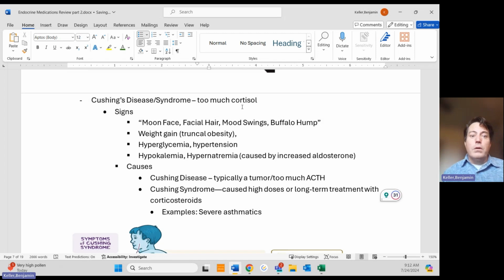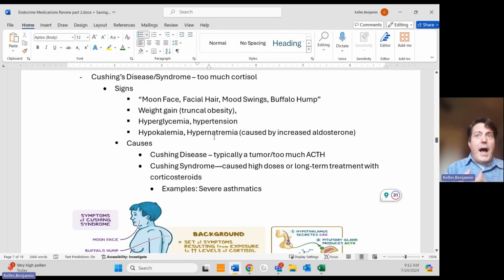They're also going to get that truncal obesity because they're releasing a lot of cortisol. And cortisol is that stress hormone, and stress hormone makes you fat around the midsection. And then they can get hyperglycemia and hypertension.